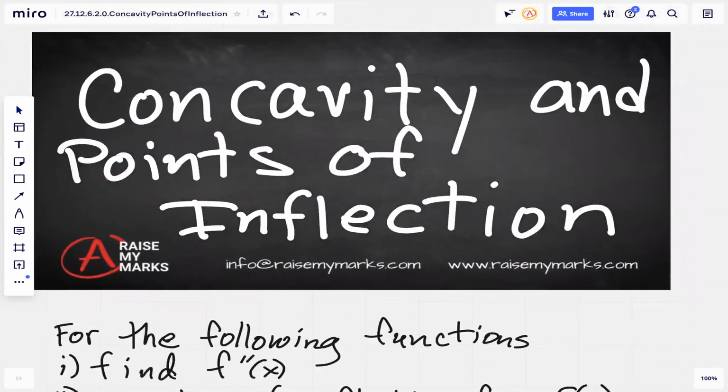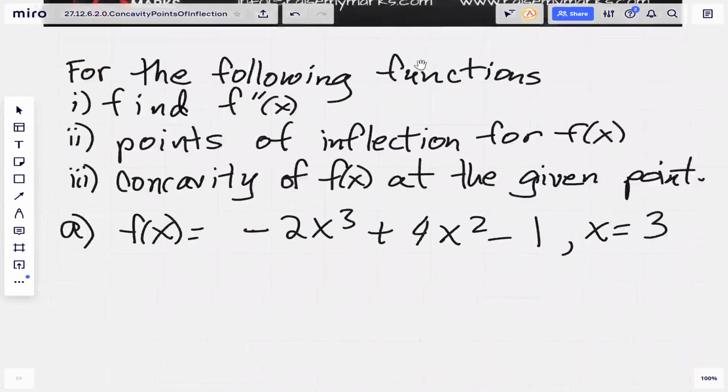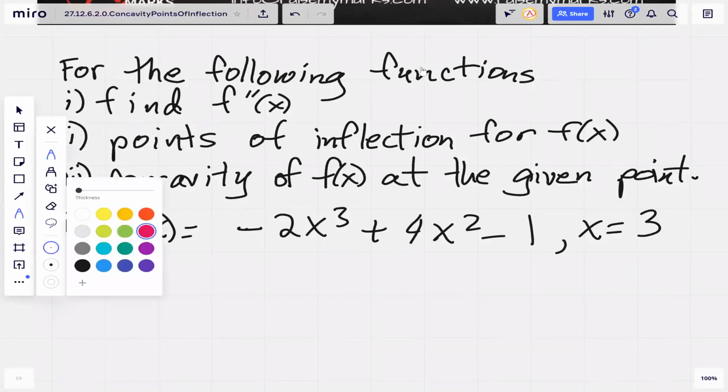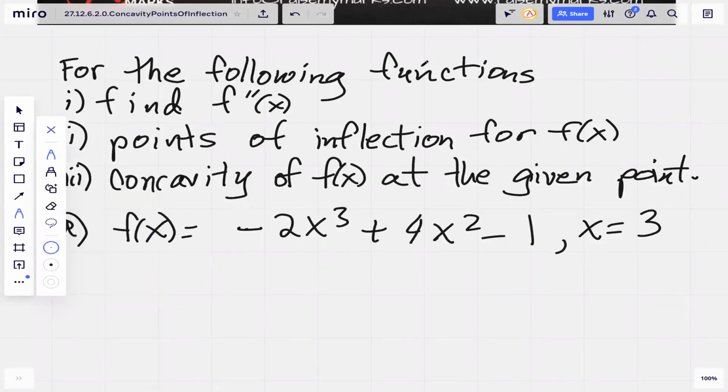Concavity and points of inflection. For the following functions, find f double prime, points of inflection for the function f, and concavity of f at the given point. Let's pick a color to work with. Our function is negative 2x cubed plus 4x squared minus 1, and the given point is x equals 3. We need to start with the first derivative.